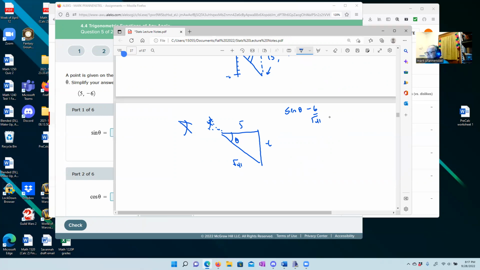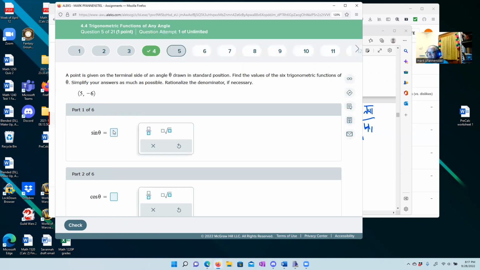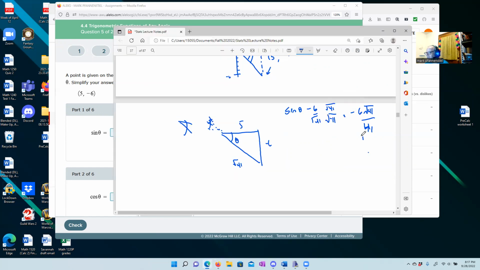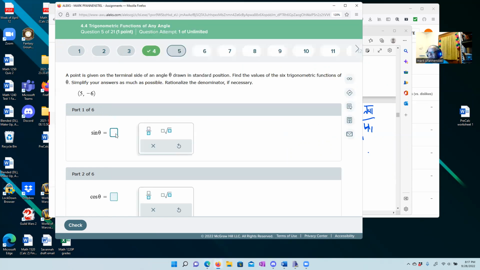Okay, so we go ahead and do this. Multiply by root 41 over root 41. So this is negative 6 root 41 all over 41. We'll just rationalize the denominator. It's not the worst thing. So sine is going to be negative 6 root 41, let's get out of the radical, divided by 41. And that's going to be our value there.